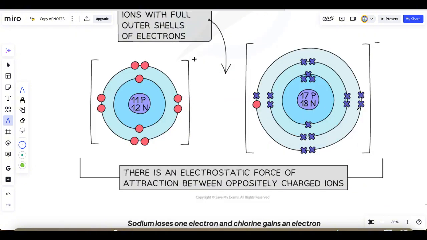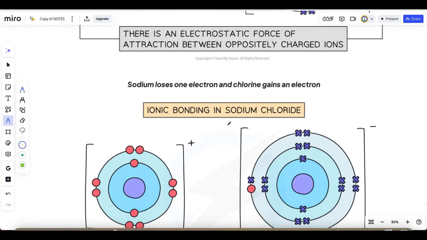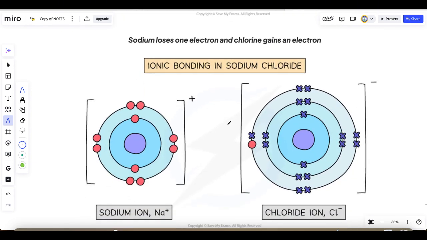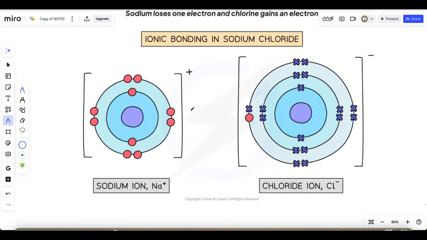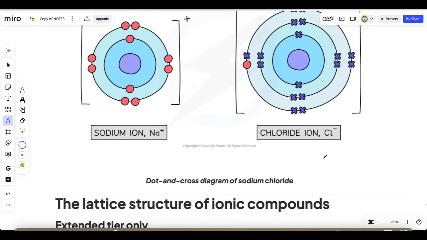So there's an electrostatic force of attraction between the oppositely charged ions. That electrostatic force of attraction between these oppositely charged ions is called an ionic bond. Please take note for your IGCSE. Okay, so sodium and chlorine, this is what happens. You now have a sodium ion and a chlorine ion. Is that okay? Let's move on.